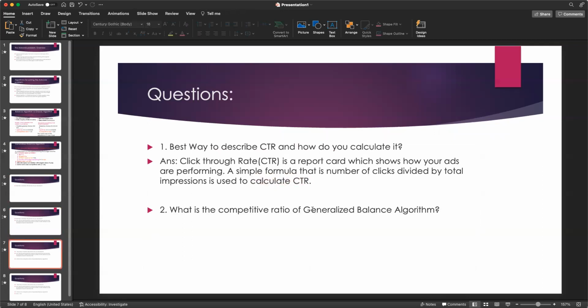So what is the competitive ratio of the generalized balance algorithm? As we have discussed before, the answer is 1 minus 1 by E.